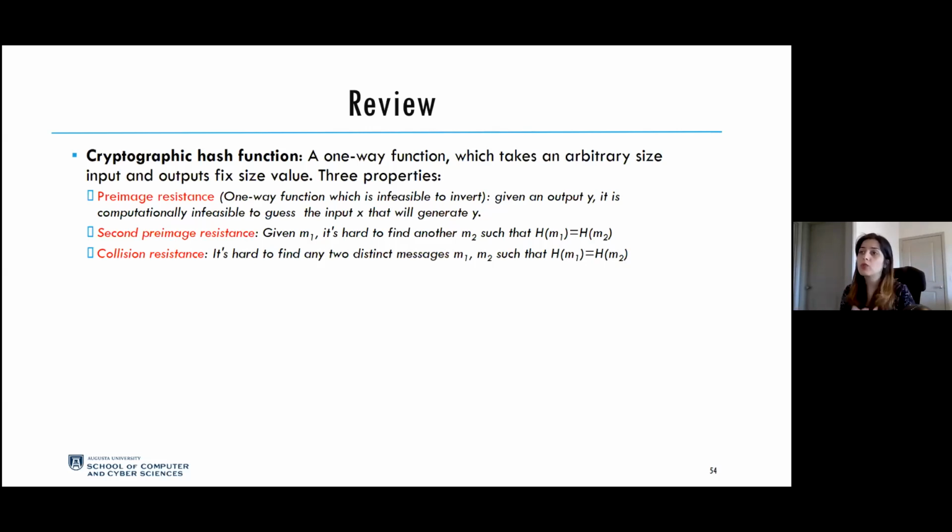And the second property was second pre-image resistance. That means if you know an input-output hash pair, it should be really hard for an attacker to guess another input which maps to the same hash value. Collision resistance means it should also be hard to find two different inputs which map to the same hash value. All these three features are some of the fundamental aspects considered to provide security in the blockchain.